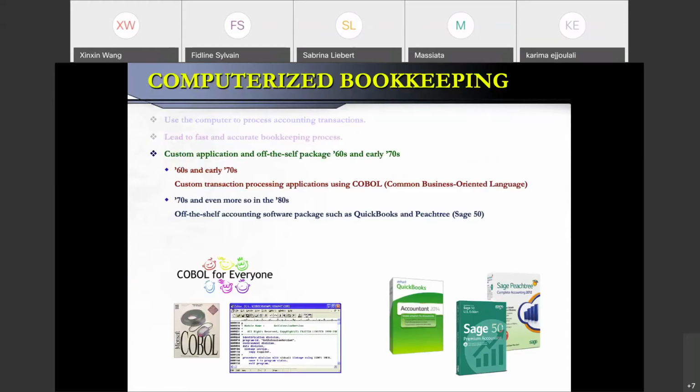Nowadays there are more kinds of computerized bookkeeping systems, as you guys mentioned about the QuickBooks, right? There are many other computerized bookkeeping software around the world. Why are there so many different computerized bookkeeping systems? Can you guys make a guess?